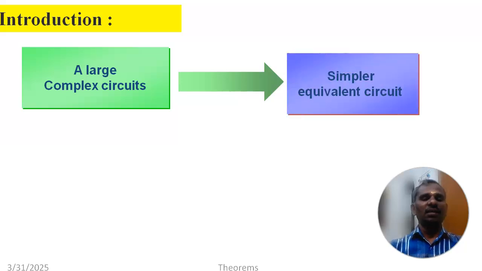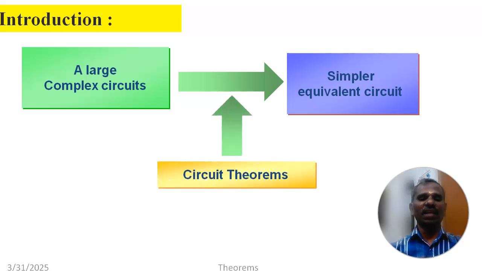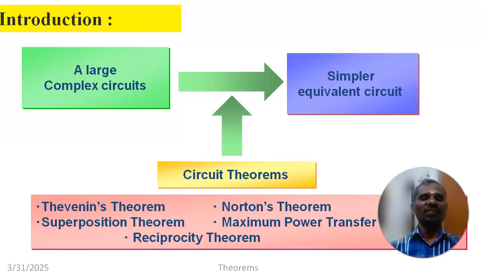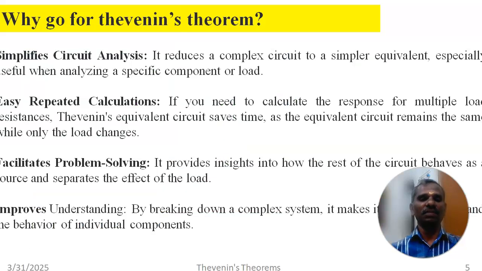Introduction. Large complex circuits can be converted into a simple equivalent circuit with the help of circuit theorems. Circuit theorems consist of Thevenin's theorem, Norton's theorem, superposition theorem, maximum power transfer theorem, and reciprocity theorem.